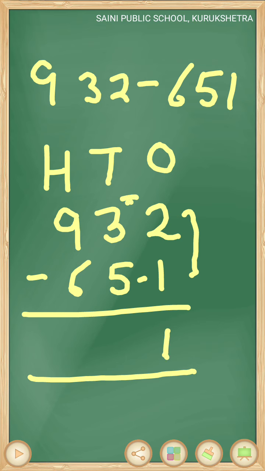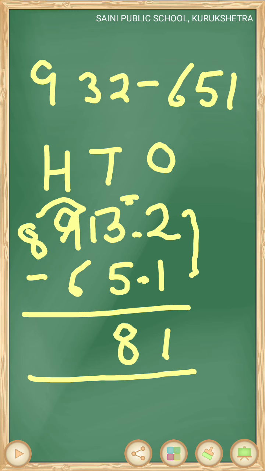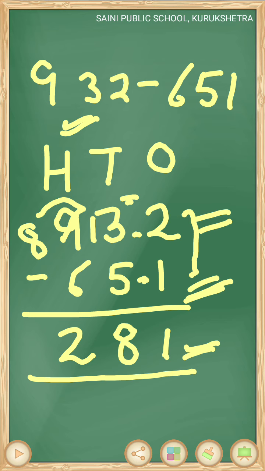Move to tens place. Now here is 5, here is 3. 5 is bigger than 3. So we can't subtract it. We will take borrow from 100 place. It will become 13. Now 13 minus 5. What will we get? We will get here 8. This place will decrease by one. Now 8 minus 6, 2. So 281 is the difference. In this example, 932 is minuend, 651 is subtrahend, and 281 is the difference.